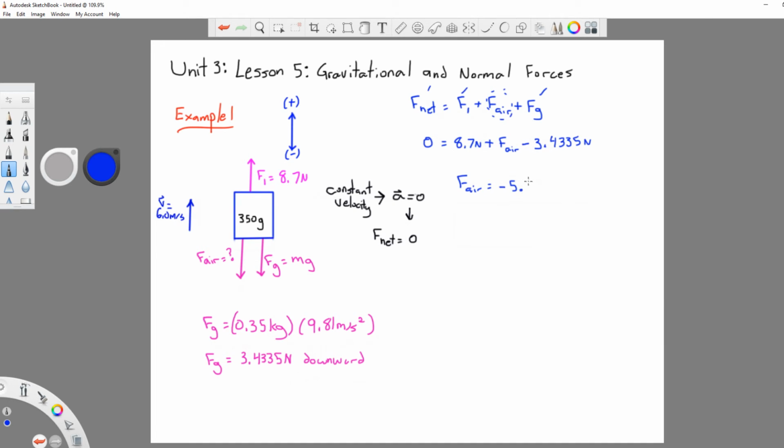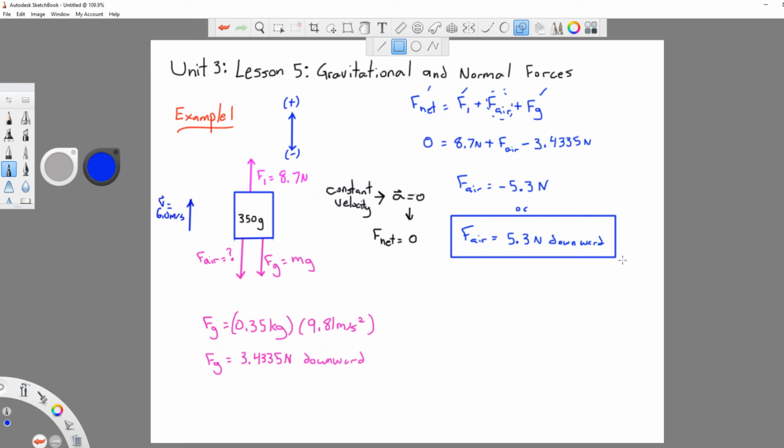Okay. If we chug this all into a calculator, we end up getting force of air equal to negative 5.3 newtons. Or we can say this is F of air is equal to 5.3 newtons downward. Okay. That is our final answer.